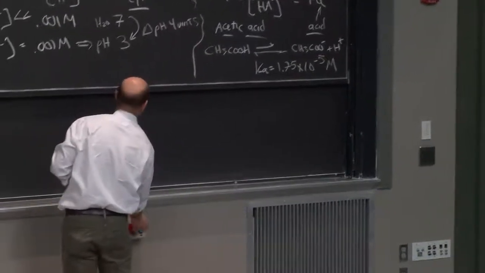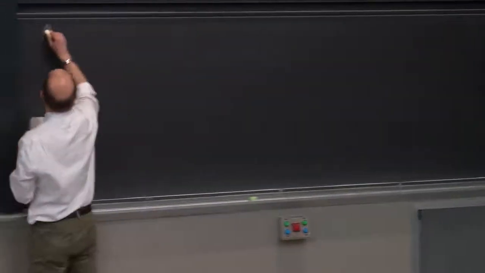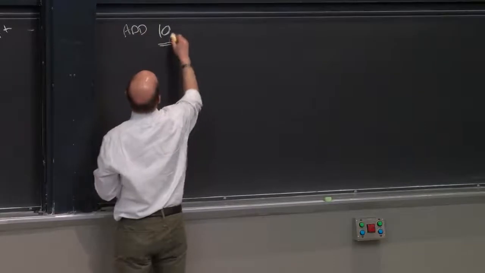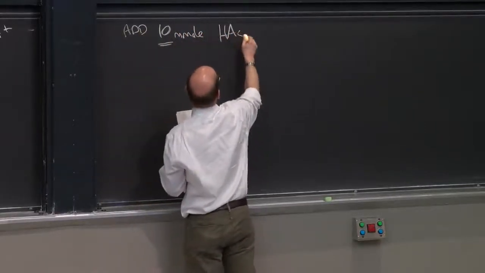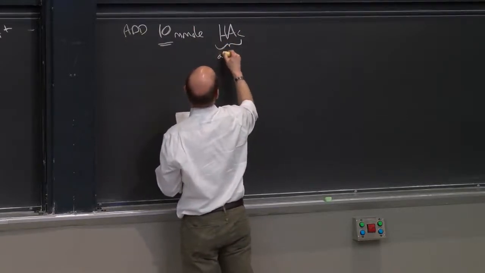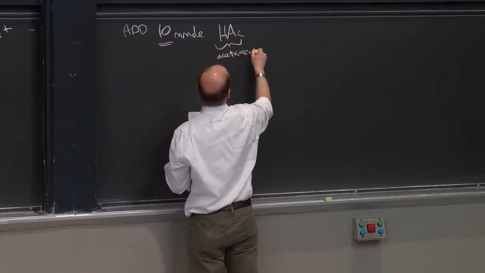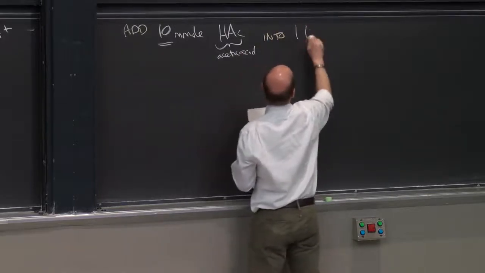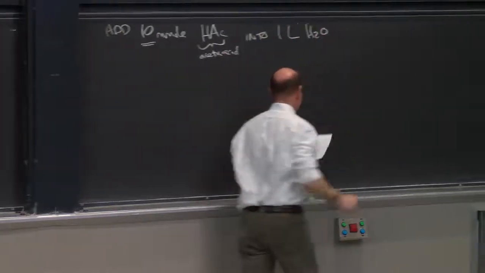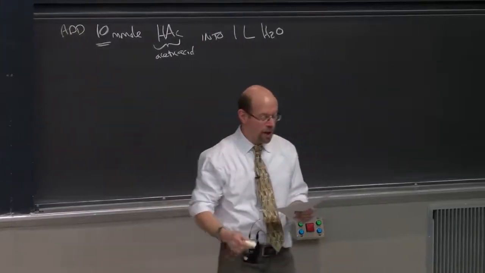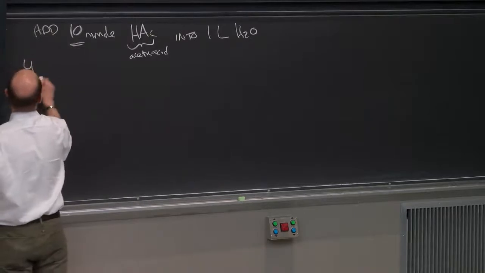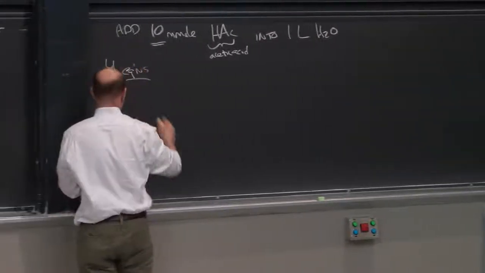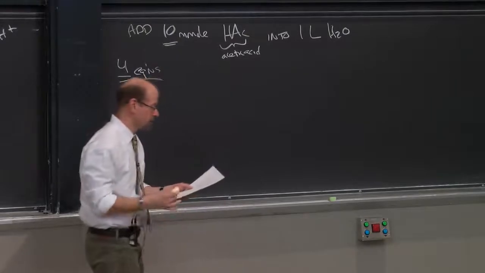So the experiment that I now want to do is I want to add 10 millimoles of acetic acid, which I'm going to abbreviate like this, HAc. That's acetic acid. Into 1 liter final volume of H2O. And I want to ask, what's the final pH? Now to do this, I need 4 equations, because I can't assume complete dissociation.